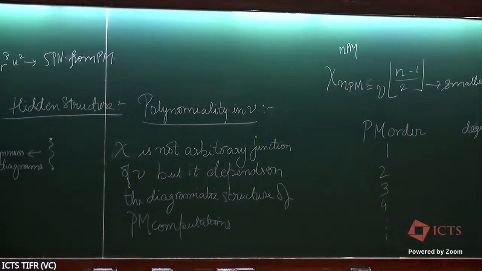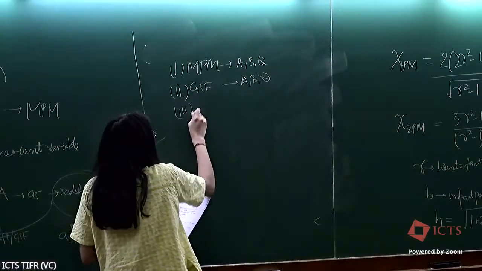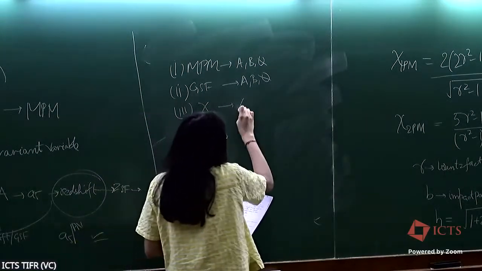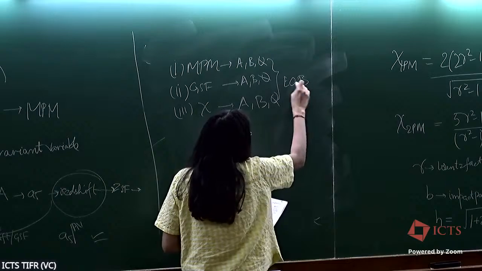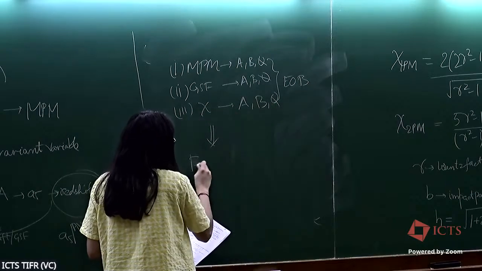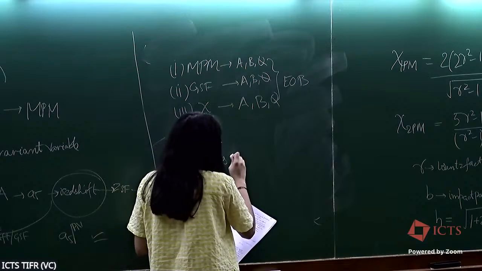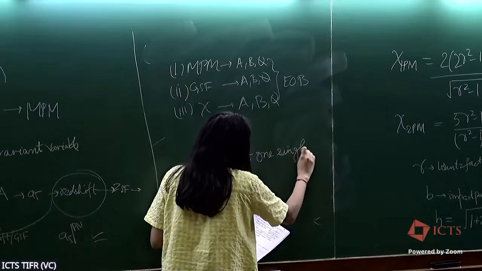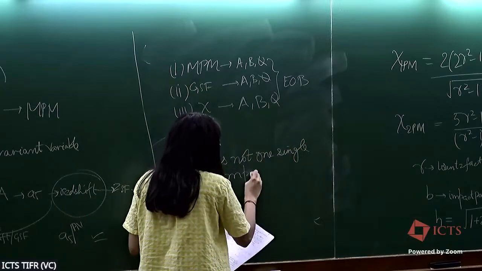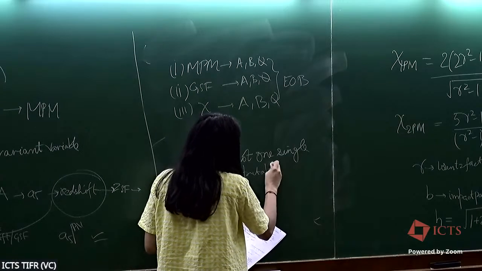So we saw that MPM can inform A, B, and Q. GSF can inform A, B, and Q, the metric potentials of EOB. Scattering can inform A, B, and Q, all in EOB, implying EOB is not one computation which only relies on PN.